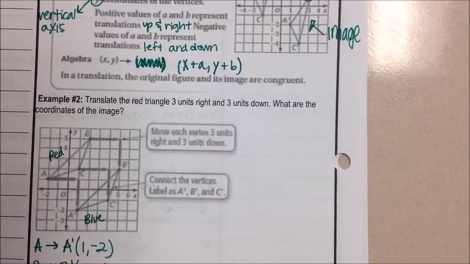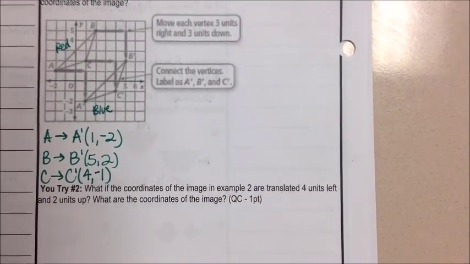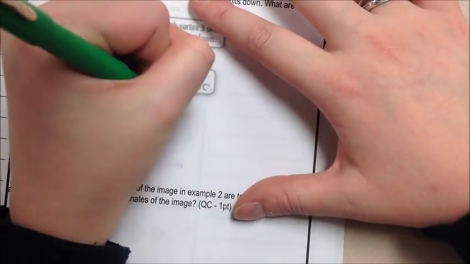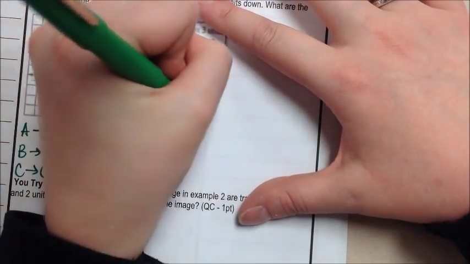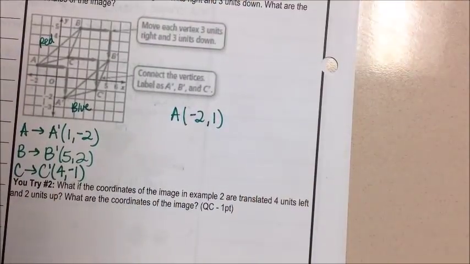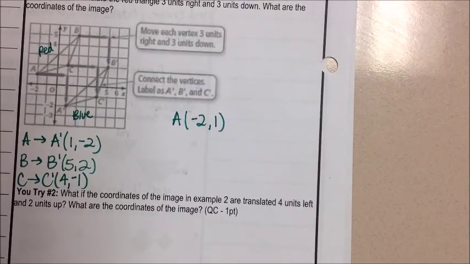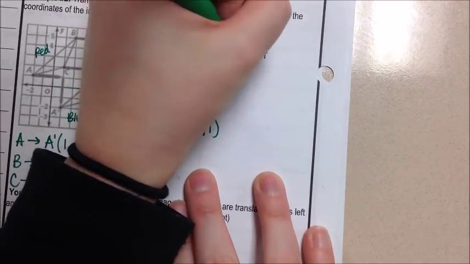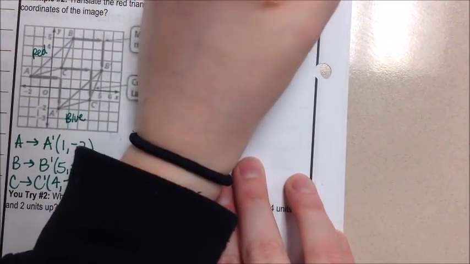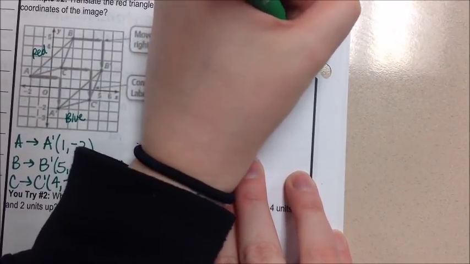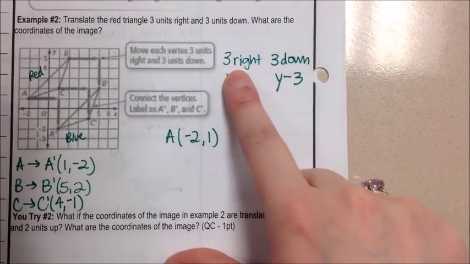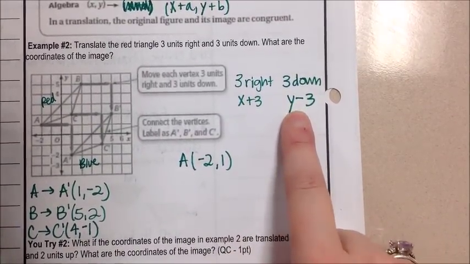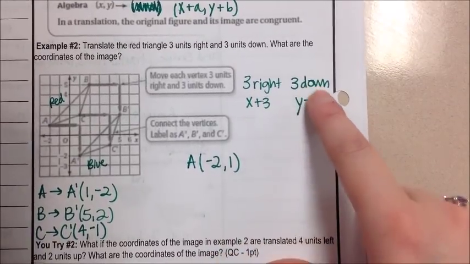Okay, but what if, like on the U-try, you don't have a graph, okay? So what you can do is you say, okay, my first A was at -2, 1, okay? And I want to translate that 3 units right and 3 units down. So 3 right is going to be x plus 3, and 3 down is going to be y minus 3. Okay, because remember, left and right is my x, up and down is my y. Okay, and then right is positive, down is negative.